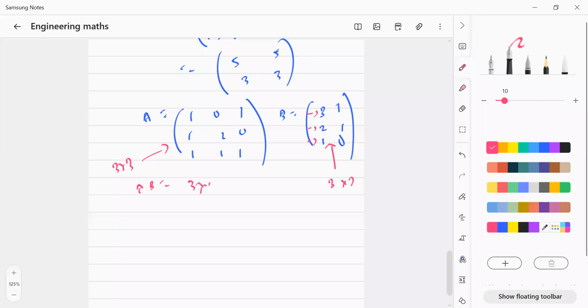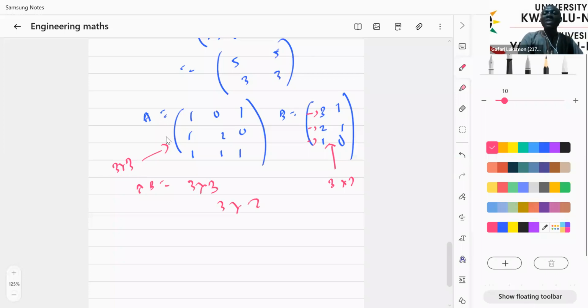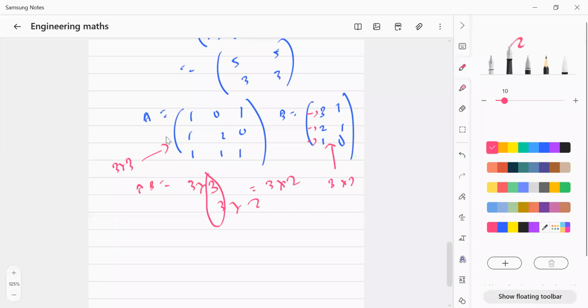3 by 3. And the order of B is also what? 3 by 2. You see that the column of the first matrix is equal to the row of the second matrix. Then you can conclude adequately that they are conformable. That is, you can multiply the two of them together. I hope that is clear. Guys, I hope you are following me.